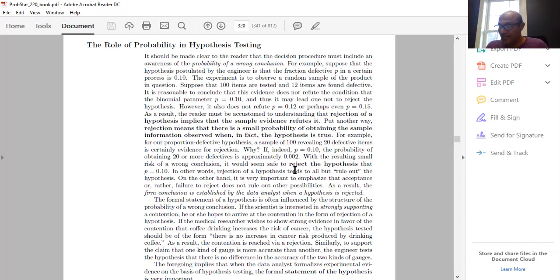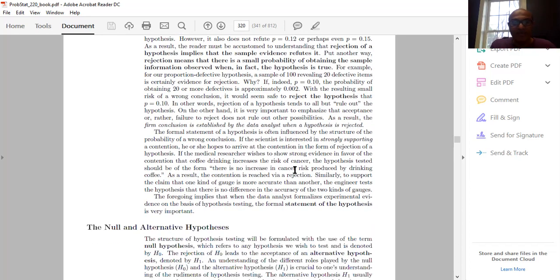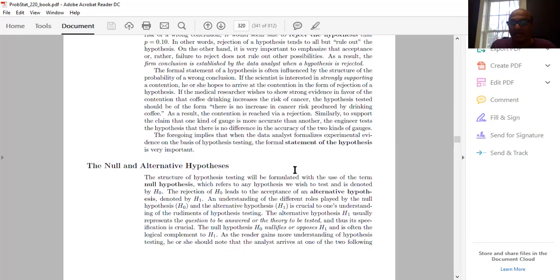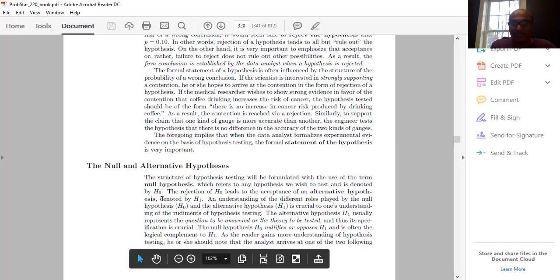On the other hand, it is very important to emphasize that acceptance, or rather failure to reject, does not rule out other possibilities. And then we are going to see the null and the alternating hypothesis. I told you, null hypothesis is H0, alternating is H1.